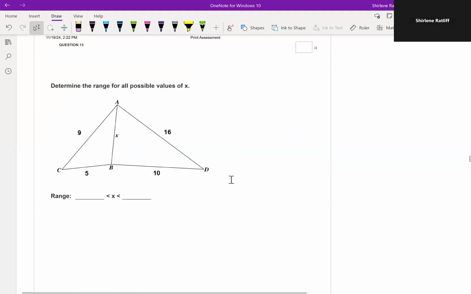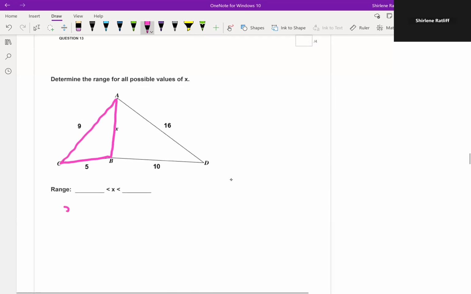Right, number 13, determine the range for all possible values of x. All right, so we just get to do the range for two different triangles. First, we're going to find the range for triangle CAB. The two numbers that are given are 9 and 5. So we're going to say 9 minus 5 is 4. 9 plus 5 is 14. So x can be any number greater than 4 and less than 14.